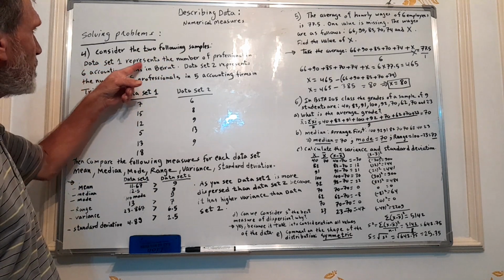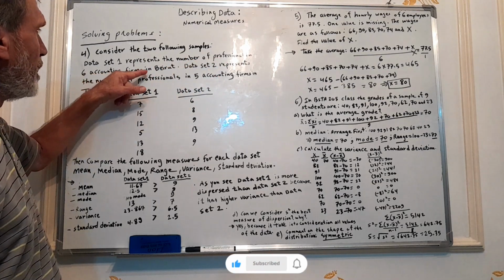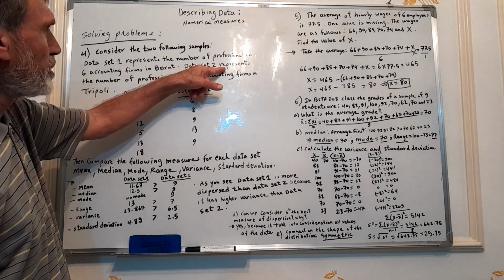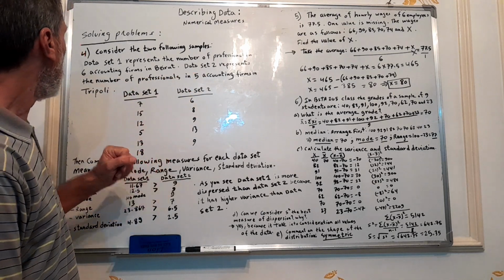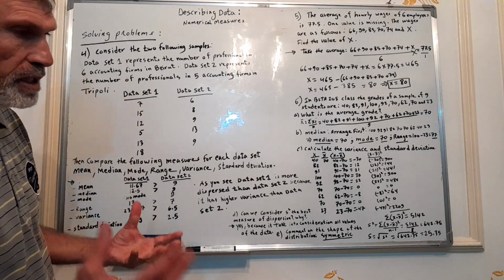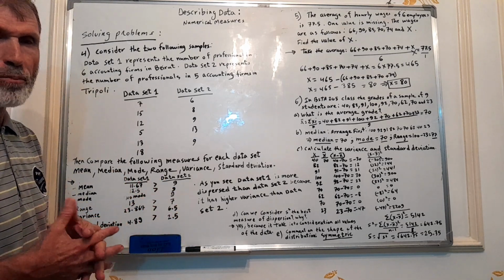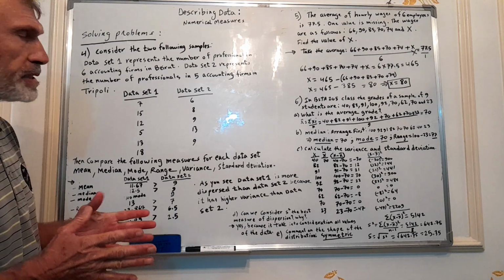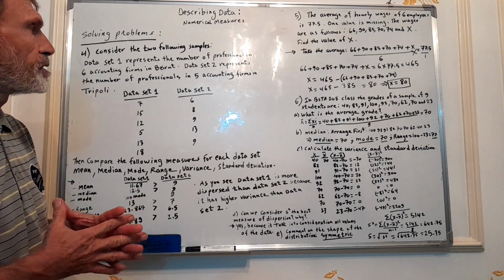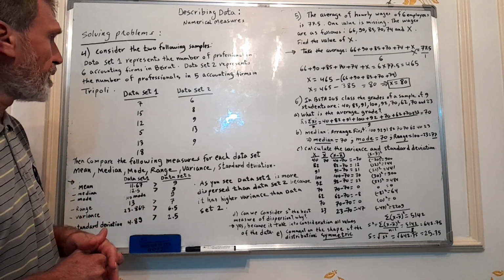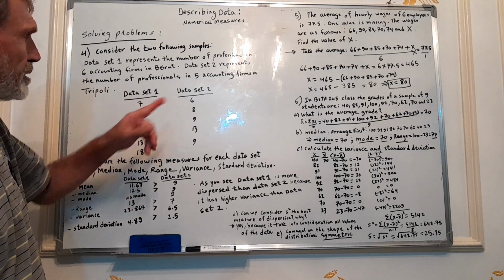Data set 1 represents the number of professionals in 6 accounting firms in Beirut. Data set 2 represents the number of professionals in 5 accounting firms in Tripoli. So we have two data sets. One consists of professionals in 6 accounting firms in Beirut, and the other one consists of 5 accounting firms in the city of Tripoli. Now, these are the two data sets, data set 1 and data set 2.